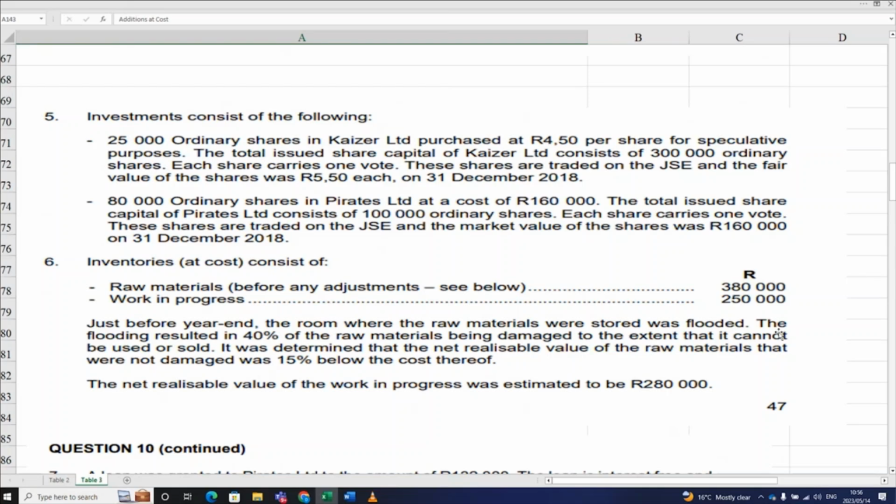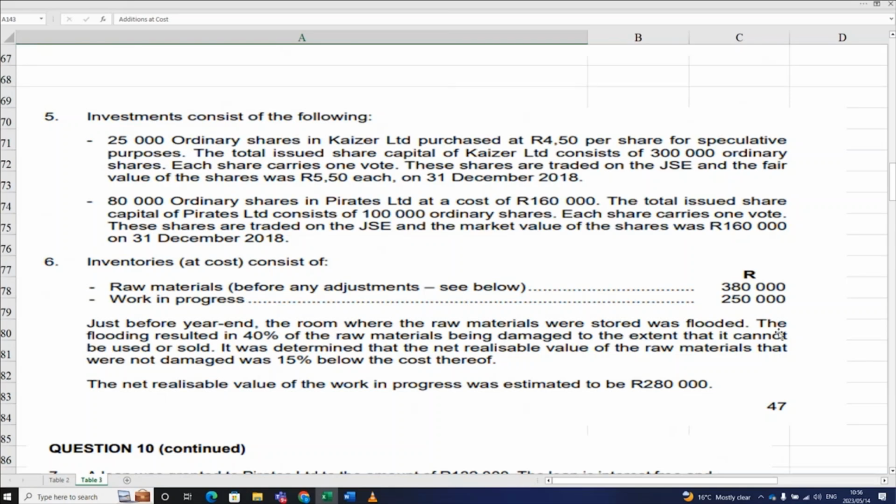Okay. Each share carries one vote. These shares are traded on the JSE, and the market value of the shares was 160,000 on 31 December 2018. Okay. Then we have inventories at cost, consists of raw materials, work in progress, and then just before year end, the room where the raw materials was stored flooded.